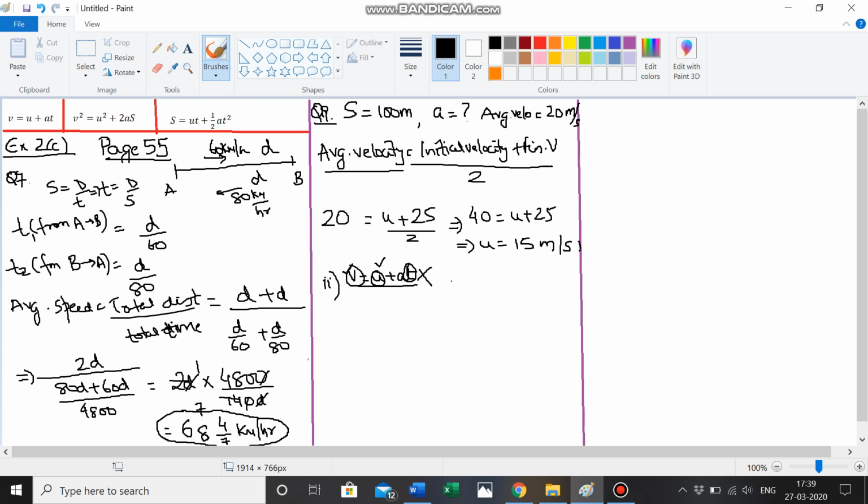Let's try another formula, which is v square is equal to u square plus 2as. In this formula, what all do I know? Do I know v? Yes. Do I know u? Yes. a, that's what I have to calculate. Do I know s? Yes. So maybe this is the formula that will work best for me.